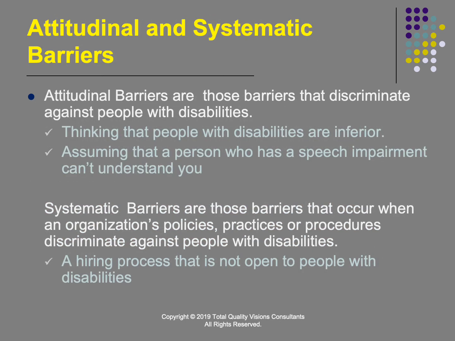Attitudinal or systematic barriers. Attitudinal barriers are barriers that discriminate against people with disabilities, thinking that people with disabilities are inferior, and assuming that a person who has a speech impediment can't understand you. Systematic barriers are those barriers that occur when an organization's policies, practices, or procedures discriminate against people with disabilities. For example, a hiring process that is not open to people with disabilities.